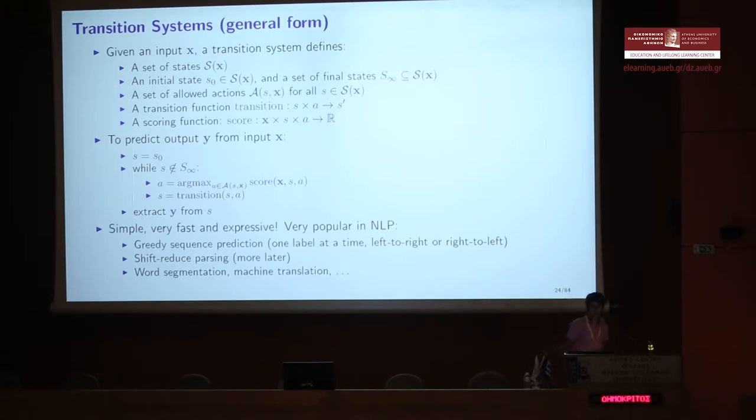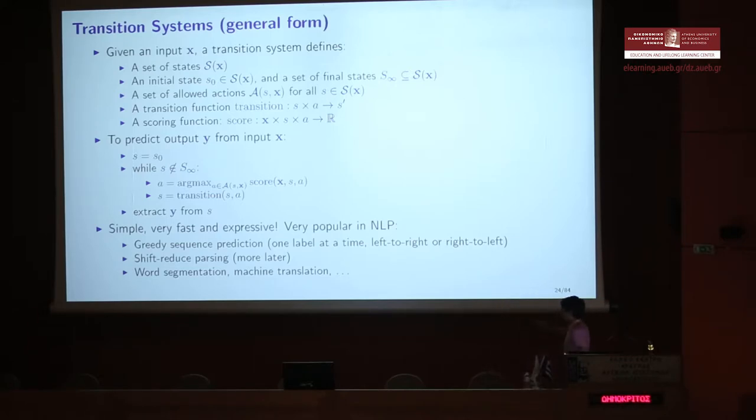There's a set of allowed actions. At each state, we have a way to make one more step. In the greedy model, this is trivial. The set of actions is assigning one of the possible labels to the next position. Then there's a transition function that, given a state and an action, produces the next state. Again, in the greedy model, if I have a certain prediction and I predict the next label, I just concatenate that and I get a new, concatenated state. And I have a scoring function that, given an input, a state, and the action, produces a score, right? This is the score function I've been talking about.